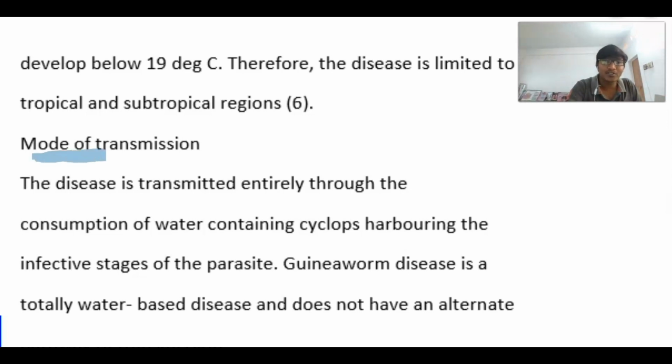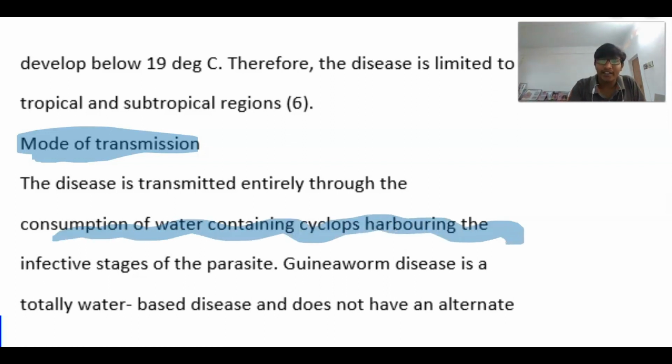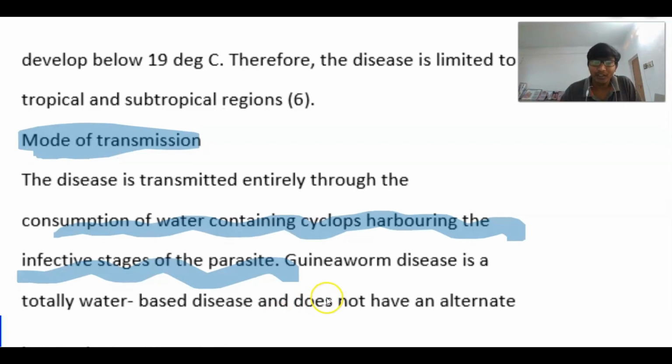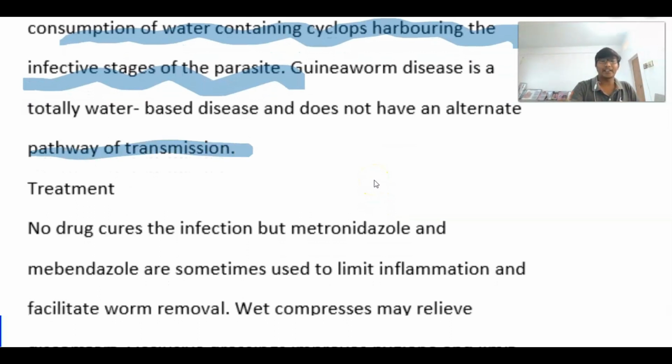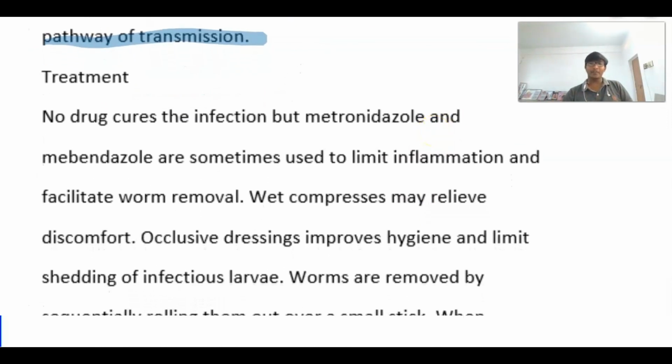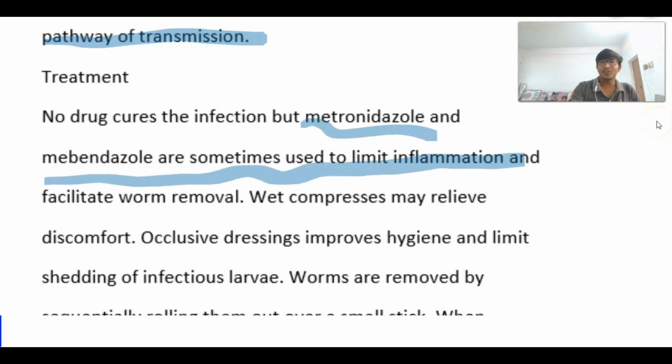Coming to the mode of transmission, the disease is transmitted entirely through consumption of water containing cyclops harboring the infective stages of the parasite. And guinea worm disease is a totally water based disease, and this does not have an alternate pathway of transmission. So the only way for this disease to get transmitted from one person to another person is through the contaminated water. Coming to the treatment, there is no particular treatment for this guinea worm, but metronidazole and mebendazole are sometimes used to limit the inflammation and facilitate worm removal.